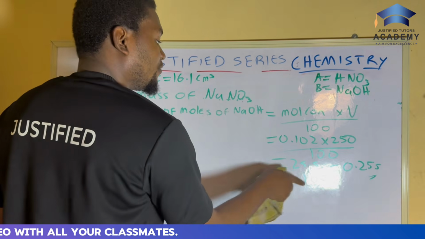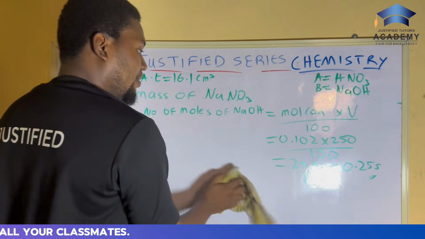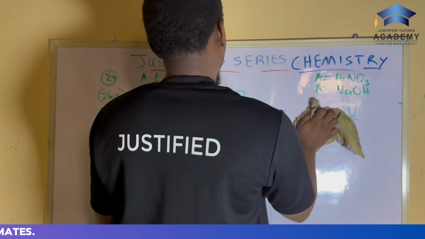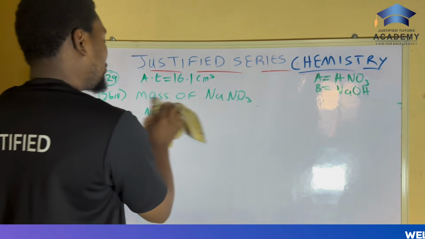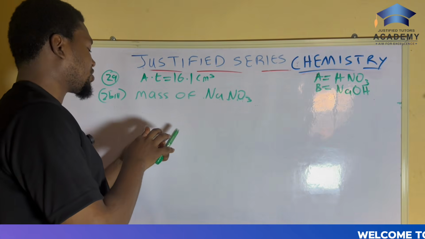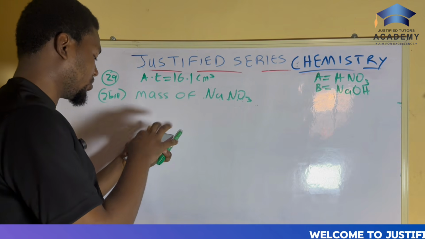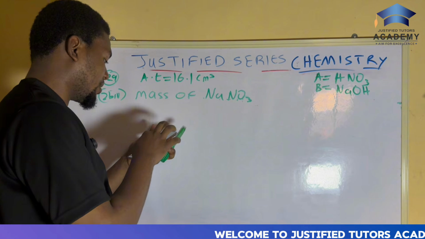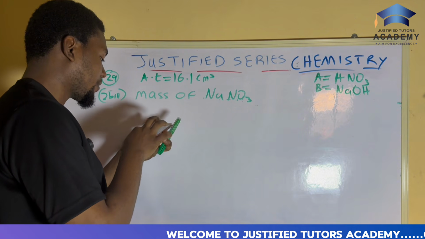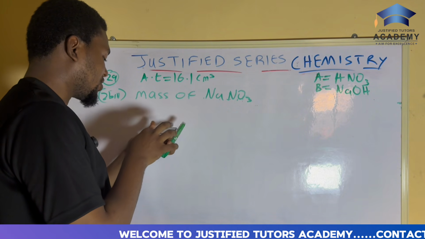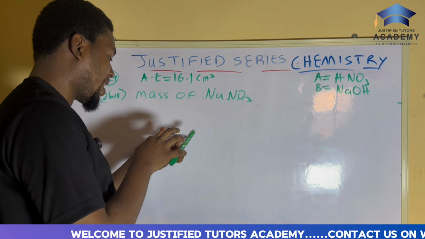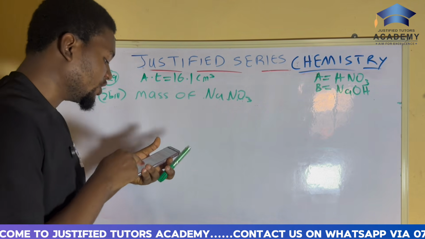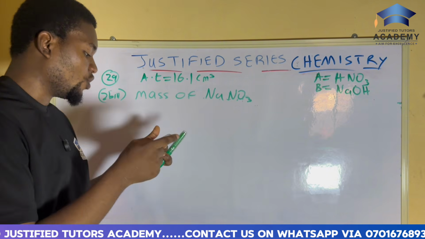All right, so let me rub this off. Please keep that in your head: 0.255 is the number of moles of NaOH. Okay, so now we go back to the equation. Look at the chemical equation given to us in the question, whereby we're told that 1 mole of NaOH gives us 1 mole of NaNO3.